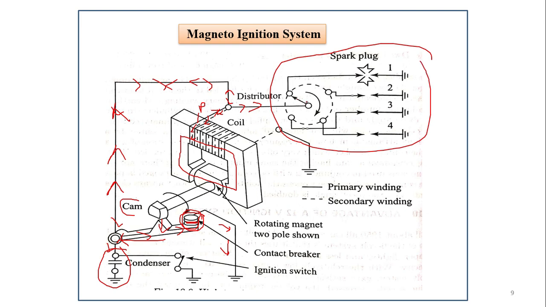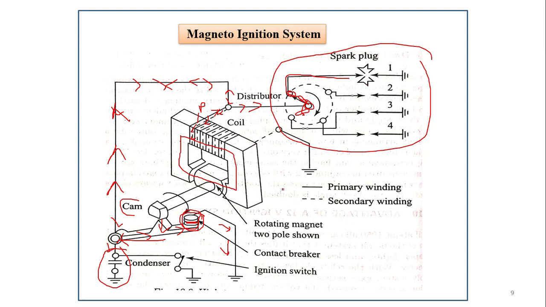You will find two metal electrodes, one mounted here and one mounted here. When these electrodes come in front of each other, this high voltage current will be passed to the spark plug, and then when this rotates again, this electrode will come to this position and the second engine cylinder will be fired. Accordingly the sparking will take place.